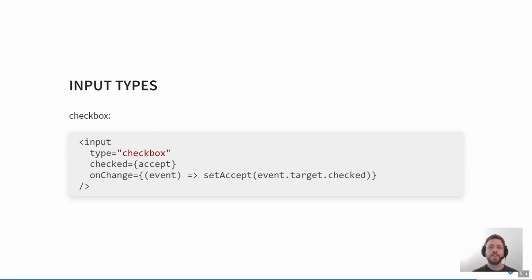For checkboxes, the property we're using is not value, but checked, which is a Boolean. We have to consider this when binding in both directions, so here and here.